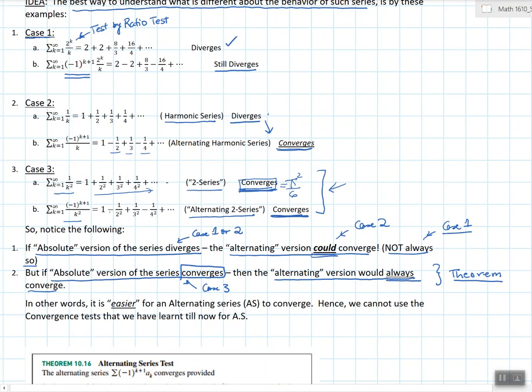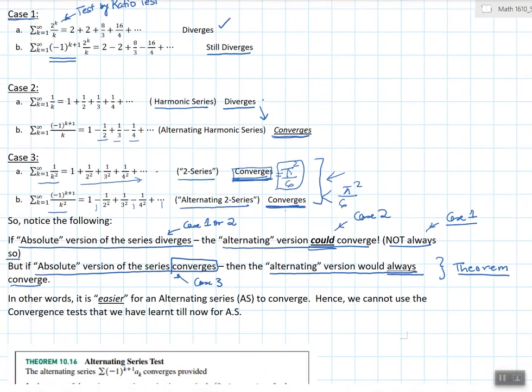Then if you alternate them, that means you are subtracting every other one, then definitely this sum that you're going to get is going to be less than this. So this will be less than pi square over 6. So therefore this one will also converge. So it makes pretty good intuitive sense.